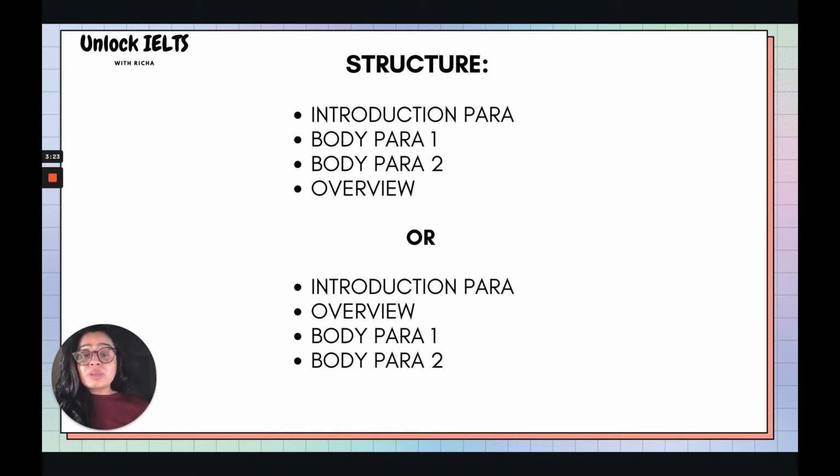In the first, you can start your essay with the introduction paragraph. It's only the paraphrasing of the information given in the question. Then come your two body paragraphs. Herein, you are detailing the information about the graphics. And lastly, the overview. In the overview paragraph, you only write about the main trends. Or you can start your essay with the introduction paragraph, then your overview paragraph, and then your two body paragraphs.